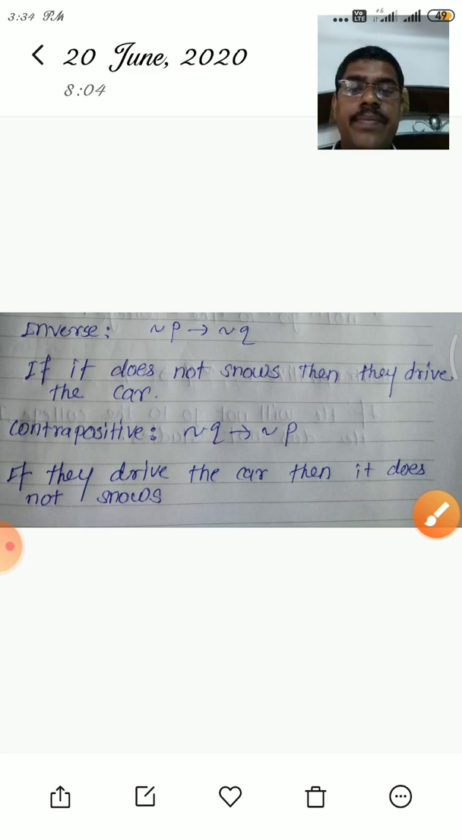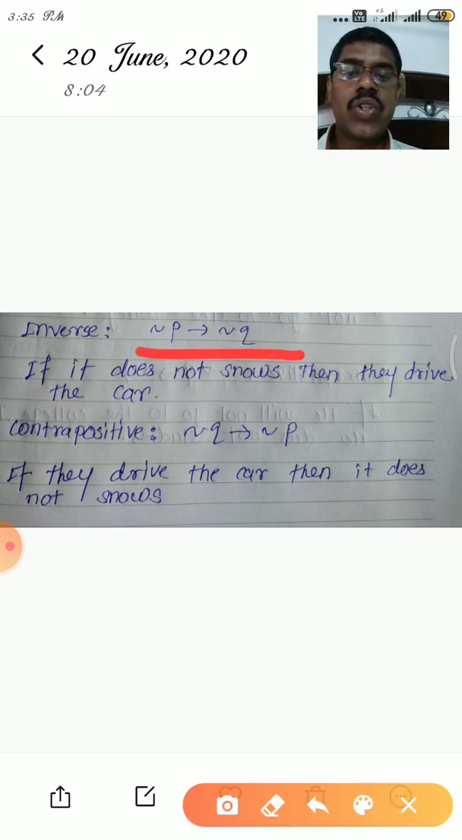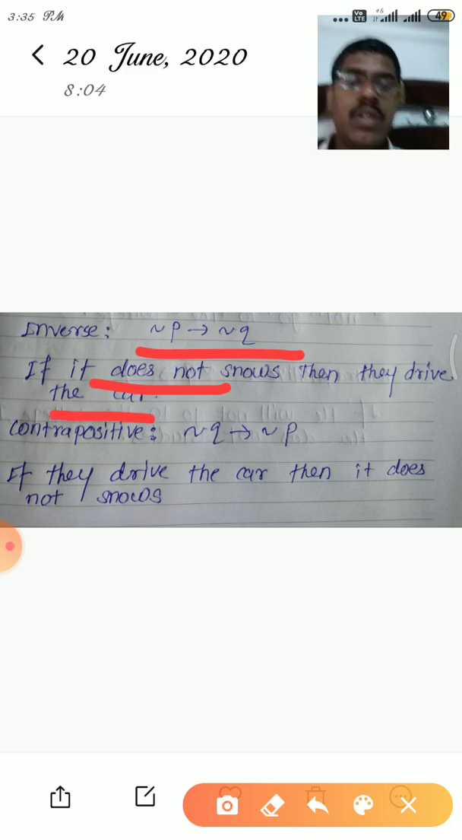Next, the inverse part: negation P conditional negation Q. If the negation is given, we have to add the not. If the not is given, remove the not here. See the statement, negation P conditional negation Q: if it does not snow then they drive the car. In the Q statement the not is given, so we remove the not. That means the statement becomes: if it does not snow then they drive the car.